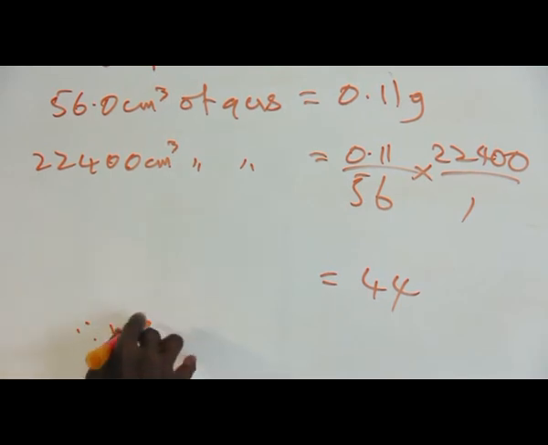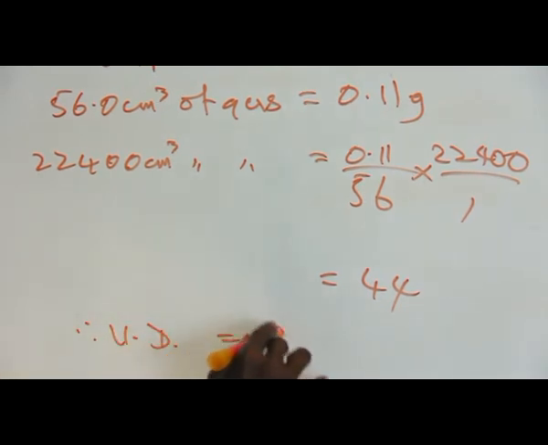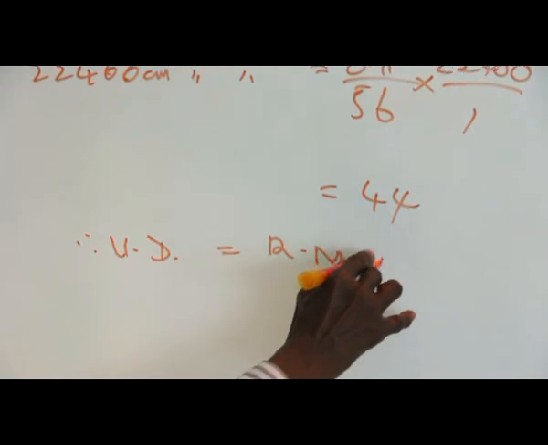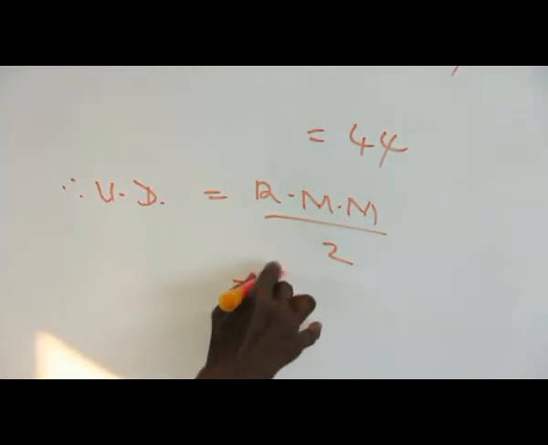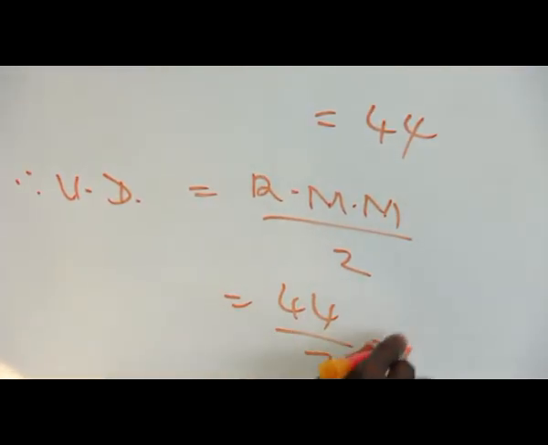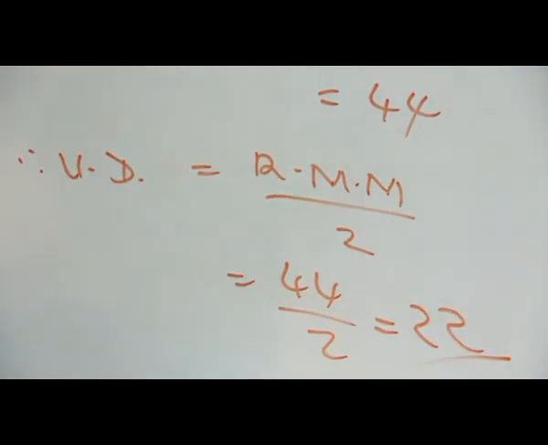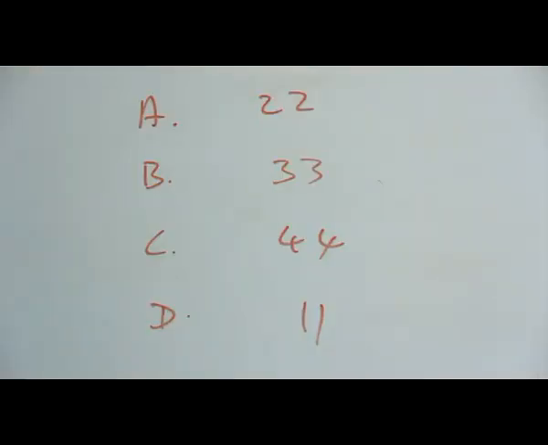Therefore, vapor density is relative molecular mass over 2. 44 over 2, that is 22. From the explanation on the board, the vapor density is 22. And consequently, the correct option is A.